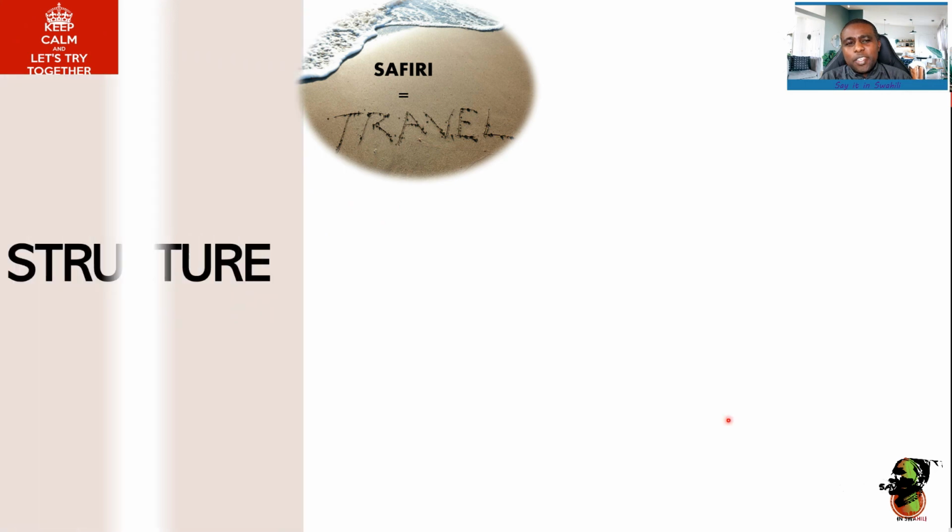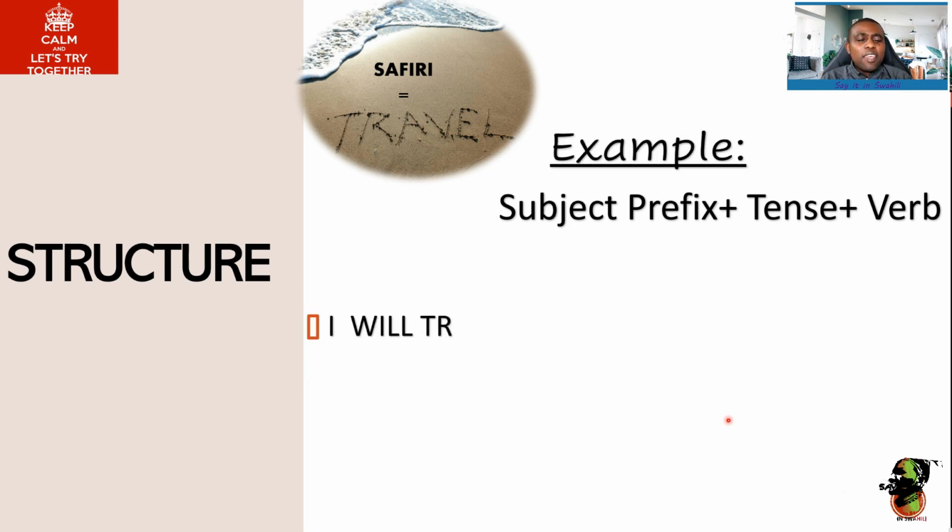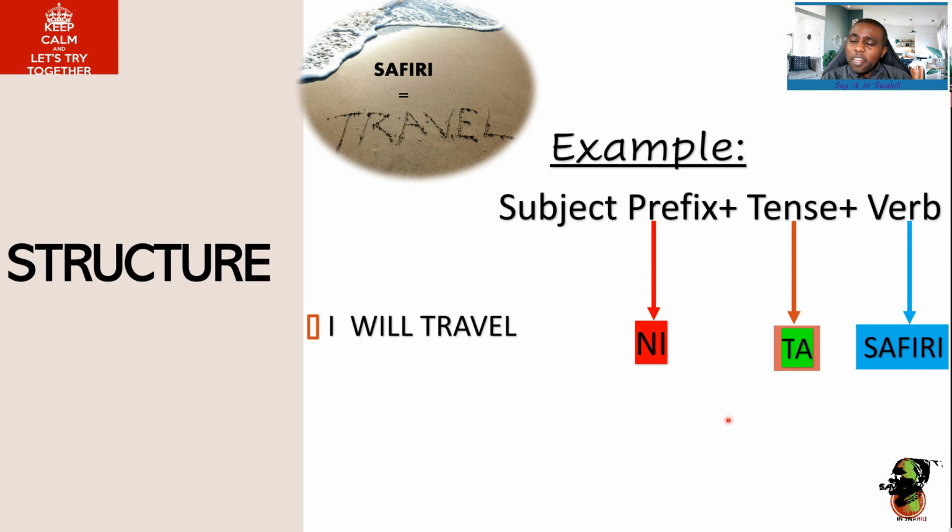Kiswahili kizuri. Our first model that you're going to try and look at is the verb safiri. Let's look at the structure. You're going to have I will travel. So you're going to have your subject prefix I, the future tense ta, and the verb safiri. Now can you say that in Kiswahili? Nitasafiri. Your turn. Say it again.